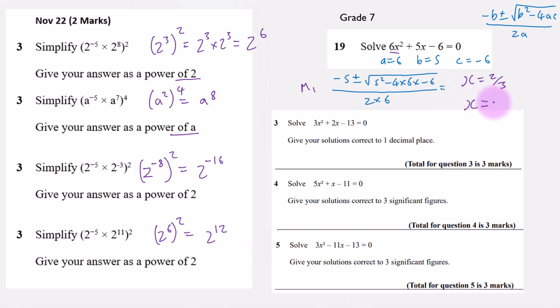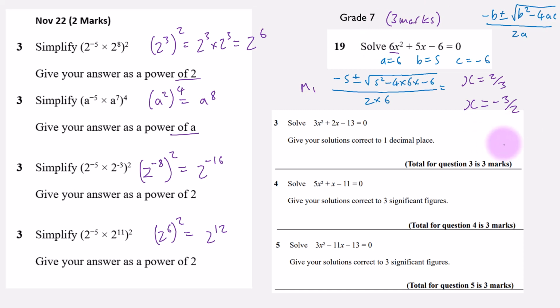X equals minus 3 over 2, and that's 3 out of 3 marks, because that's a 3 mark question on a grade 7 question, and that's going to really help. And when you're good at this, that's marks in your pocket. Can you try questions 3, 4 and 5? Remember to round correctly. I'm going to pause the video and you can give it a go.